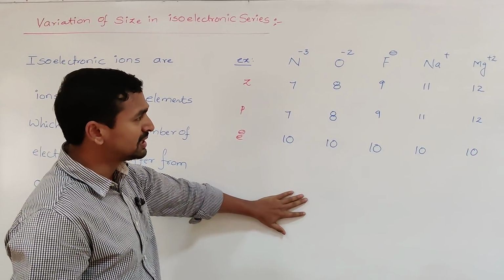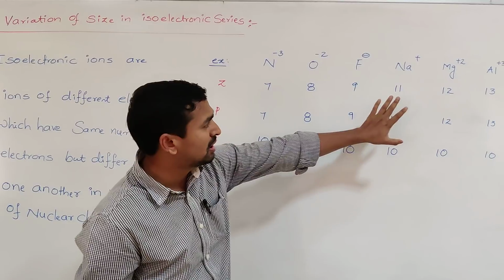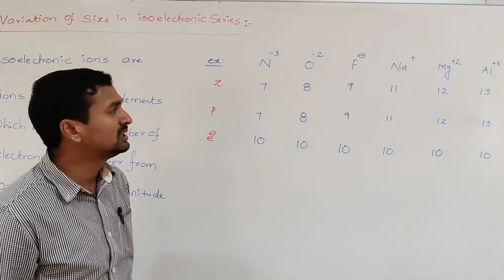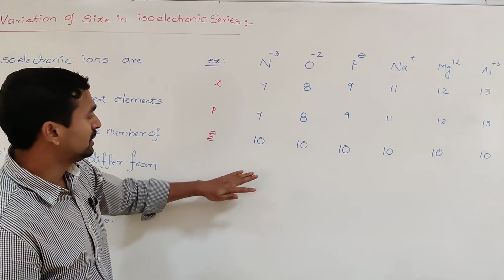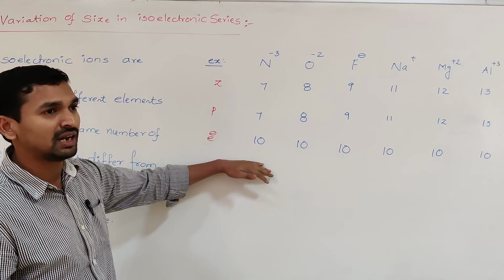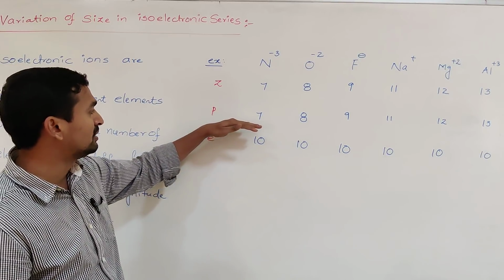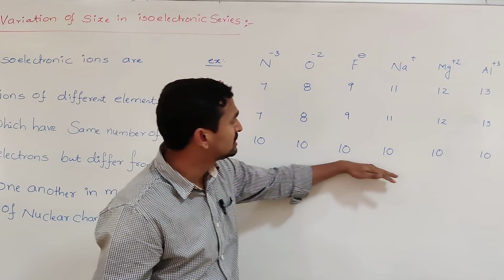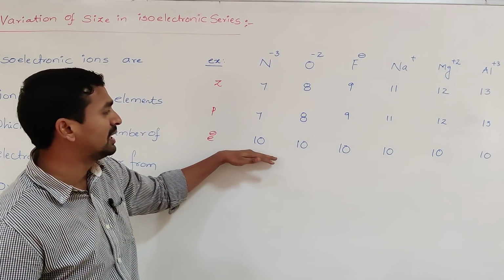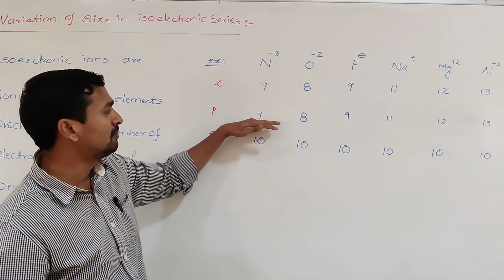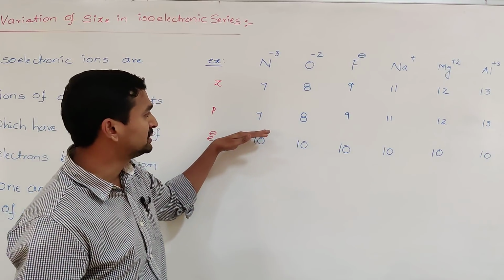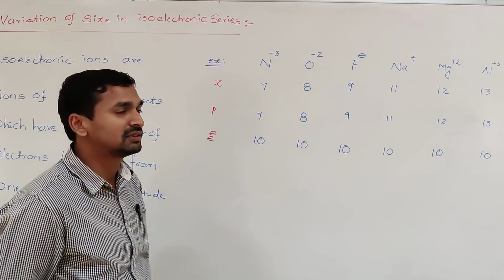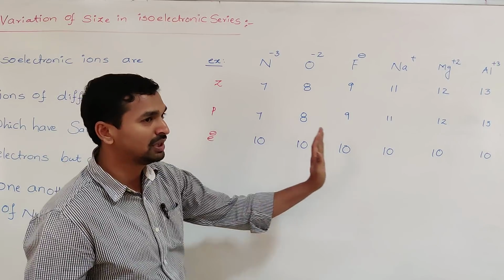Now the question is, among these isoelectronic ions, which is larger in size and which is smaller in size? That is what we have to predict. To identify this, let us concentrate on the positive charge and the number of electrons. The number of electrons in all the isoelectronic ions is the same, but the positive charge is different. When the positive charge is different, the effective nuclear charge for each electron is definitely different from one ion to another ion.